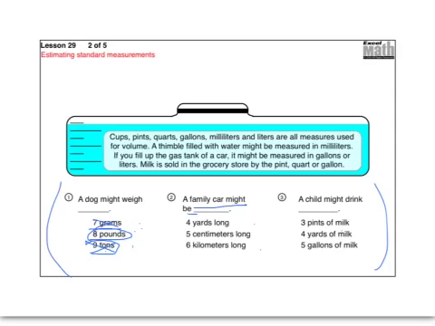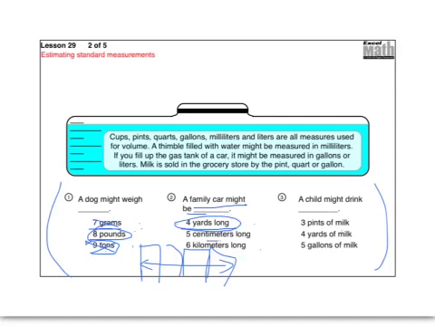A family car might be 4 yards long. That's like taking 4 doors and putting them next to each other, and then the distance from here to here would be what the car is. Well, that one makes sense, so that's the right answer.